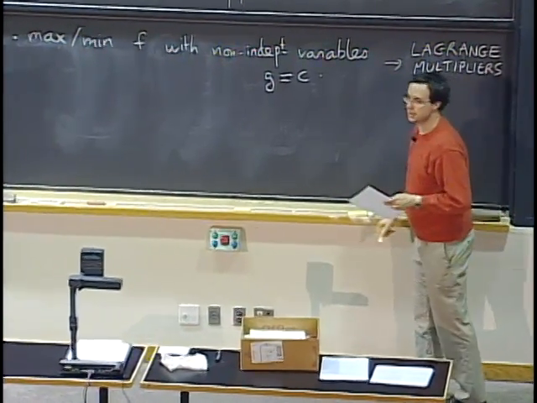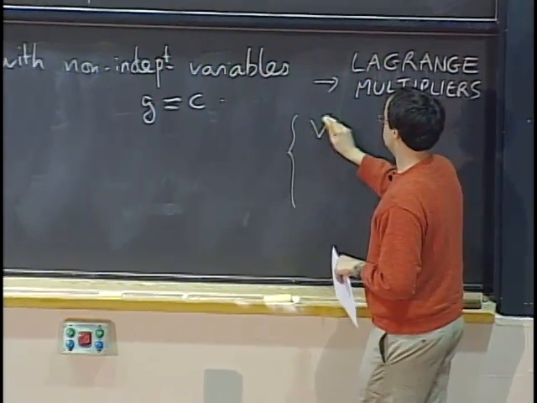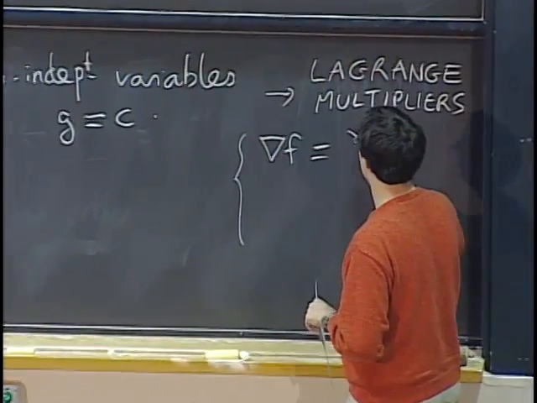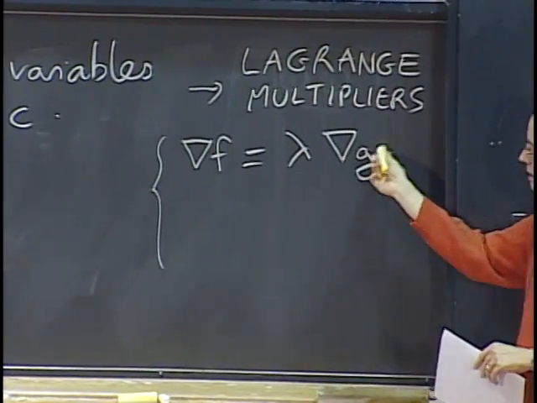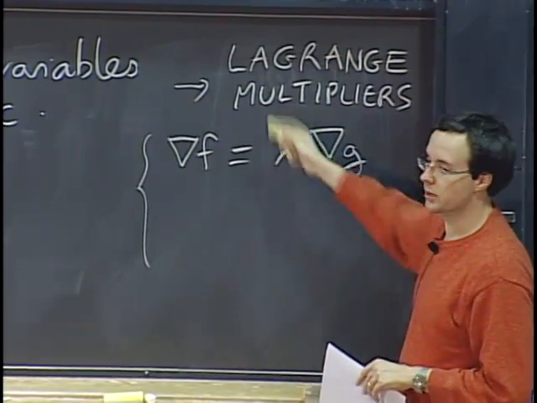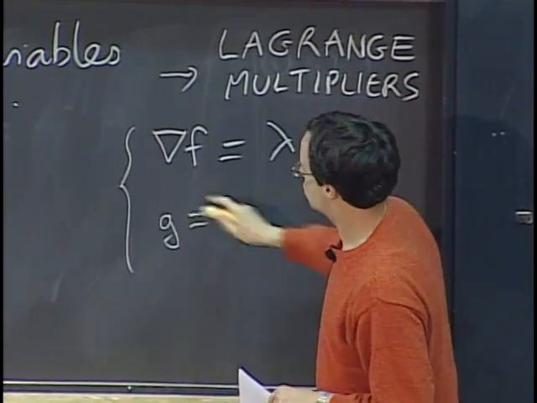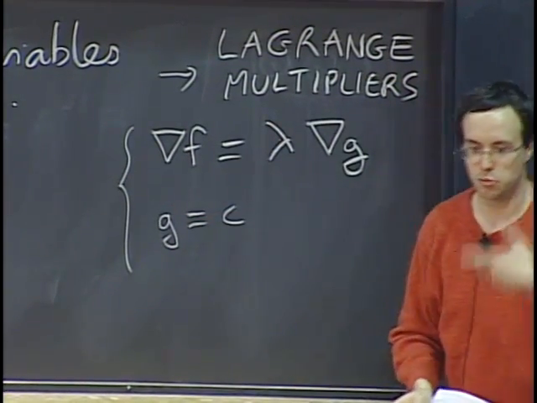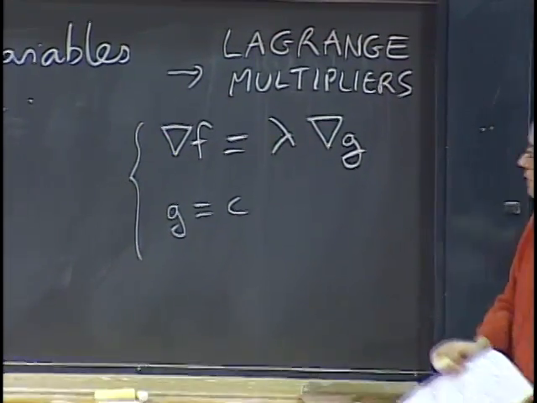Okay, and what this method says is that we should solve the equation gradient f equals some unknown scalar lambda times the gradient g. So that means each partial, f sub x equals lambda g sub x and so on. And of course, we have to keep in mind the constraint equation so that we have the same number of equations as the number of unknowns. Because you have a new unknown here.